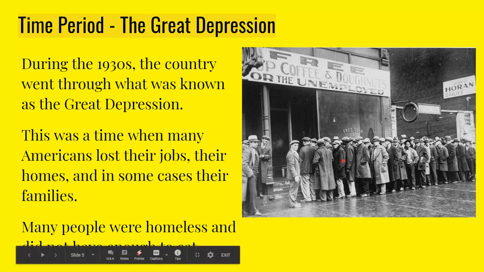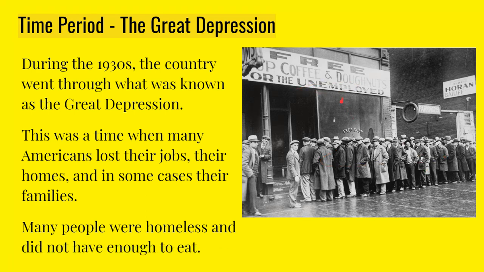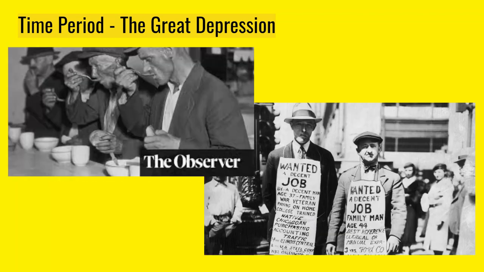So here's a picture of a food line, like a soup kitchen. It says free coffee and donuts for the unemployed, and you can see all these people lined up. And this is in the city. Again, our story takes place in the rural farm areas, but this was just what was going on in the country during this time period. A couple more pictures of the Great Depression. We've got, guys, a soup kitchen here.